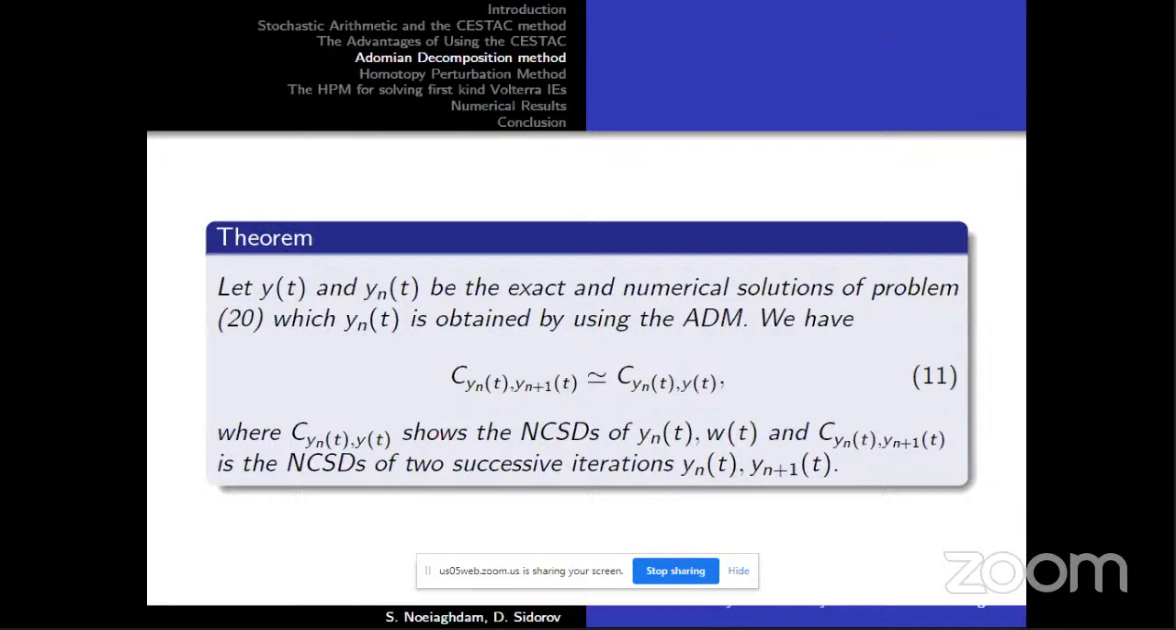Why should we prove this theorem? Because we want to apply our new termination criterion, which depends on two successive approximations, YN and YN plus 1. If we show that we have equality between the number of common significant digits between two successive iterations, and also the number of common significant digits between the exact and approximate solution, we can prove the theorem and apply the second termination criterion in the CSTAT method to control the accuracy. If we prove the theorem, we won't have a problem applying the CSTAT method and also the CADNA library.